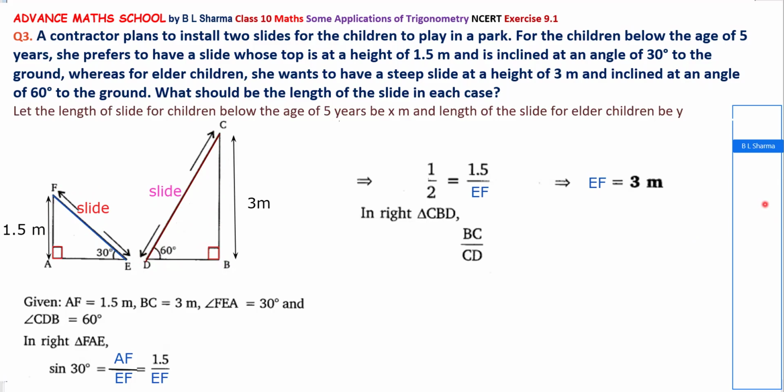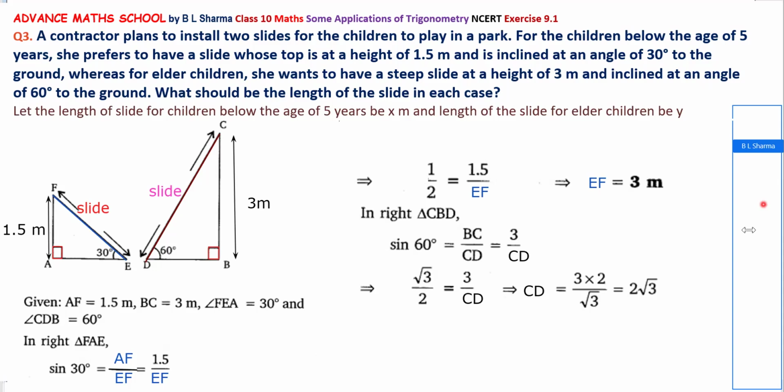BC upon CD, see. For acute angle 60 degree, BC is perpendicular and CD is hypotenuse. Perpendicular upon hypotenuse is again sine of 60 degree, but we know that BC is 3, CD we have to calculate, and the value of sine 60 degree is root 3 by 2. So root 3 by 2 is equal to 3 upon CD. So on cross multiplication, we get 6 upon root 3. On rationalization, we get 2 root 3.